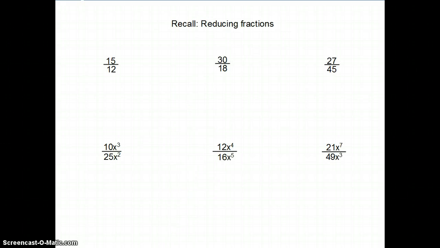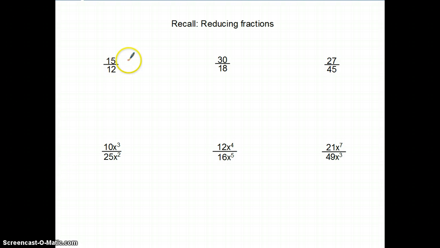First, let's recall basic reduction of fractions. In order to reduce a fraction, you must identify a common factor between the numerator and the denominator. So in the first fraction here, 15 over 12, I know that both 15 and 12 are divisible by 3 because 3 is a common factor.